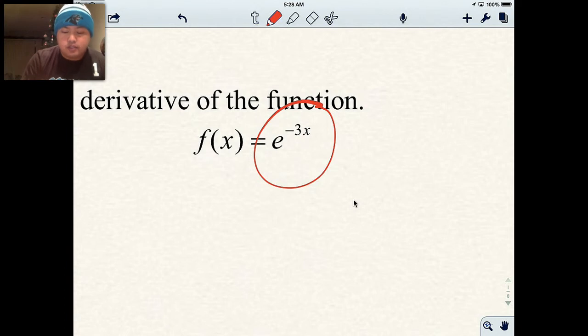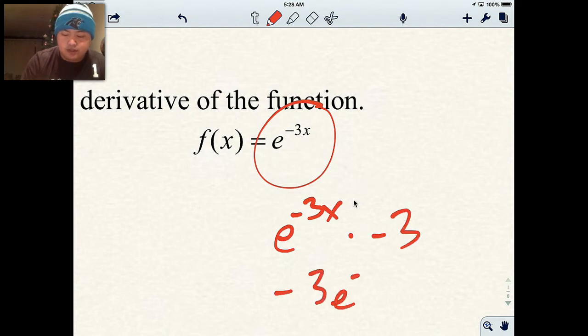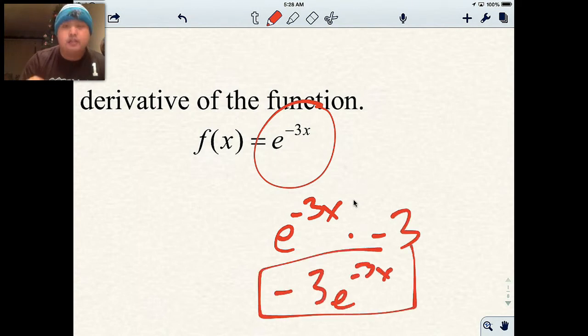So the derivative of the outside is e to the negative 3x times the derivative of the inside, which is negative 3. So this becomes negative 3e to the negative 3x. So again, anytime you have a case where I have a function inside of the e, I have to multiply by the derivative of the inside.